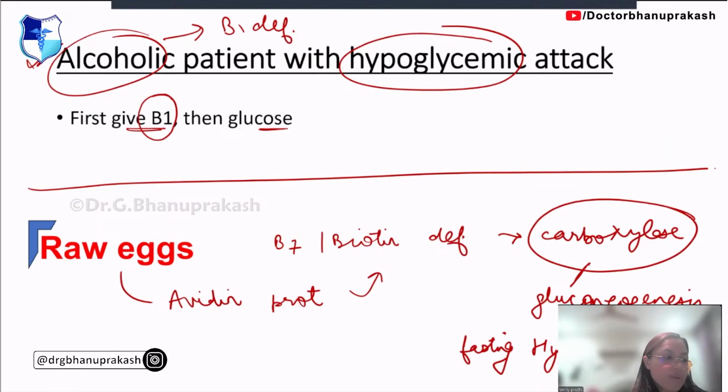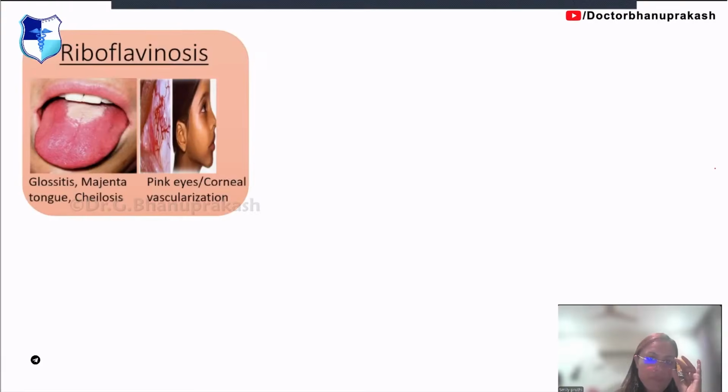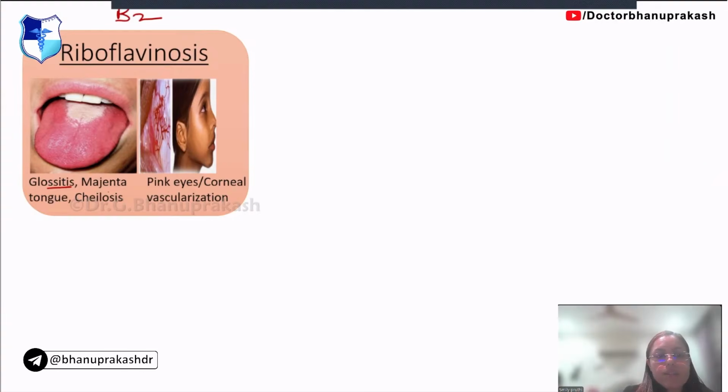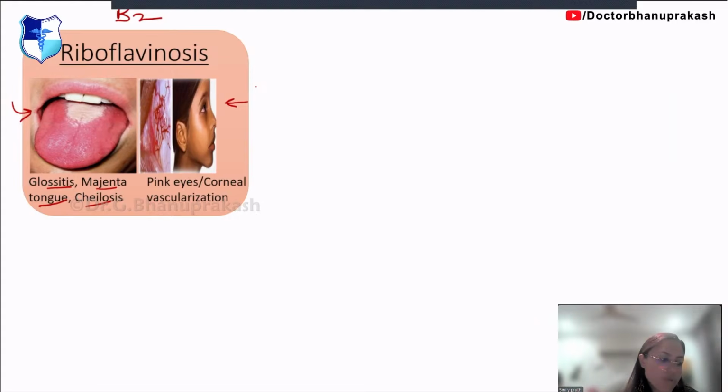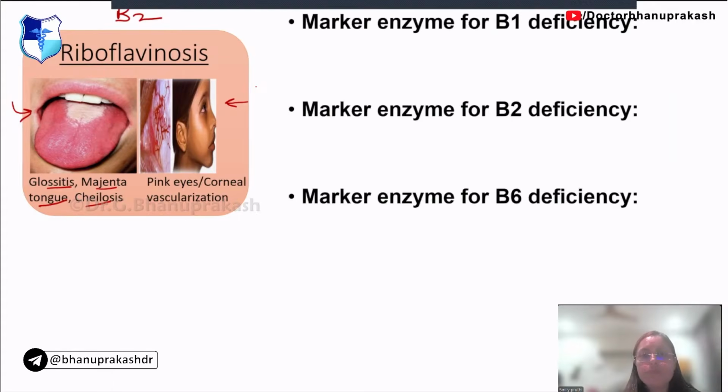Fasting hypoglycemia, gluconeogenesis affected. Then vitamin B2, that is riboflavin. So if B2 deficiency, it is riboflavinosis. The patient has glossitis, also called magenta tongue or geographical tongue. Also has cheilosis, that is inflammation at the corners of the mouth. Also has pink eyes, also called corneal vascularization, because of corneal vascularization.